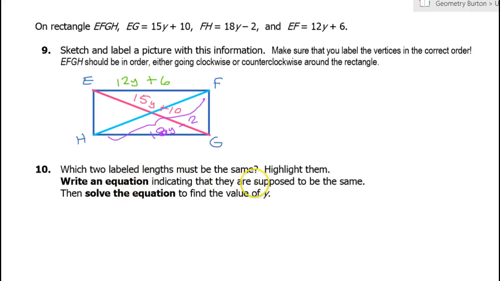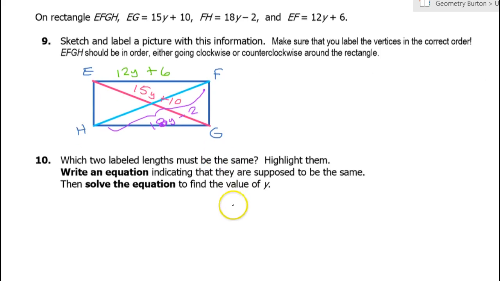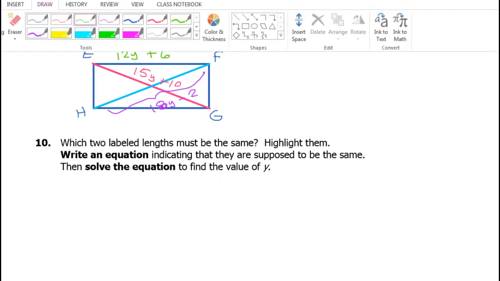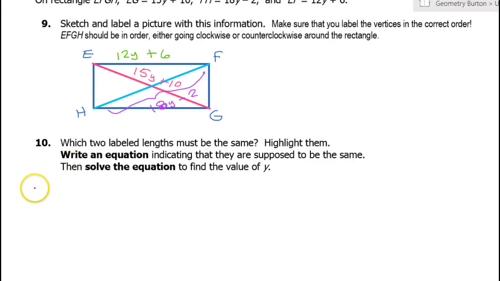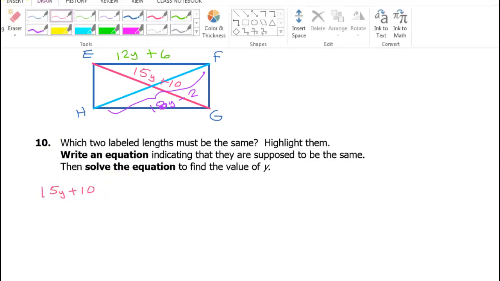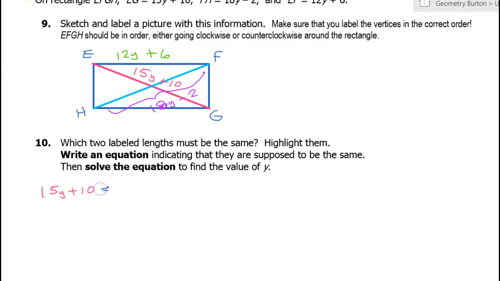Now, which two lengths must be the same? Highlight them. Write an equation. Well, I drew them in color in the first place. So the red length and the blue length must be the same. Okay, so maybe I'll try to color coordinate these. So the 15y plus 10 must equal the 18y minus 2.